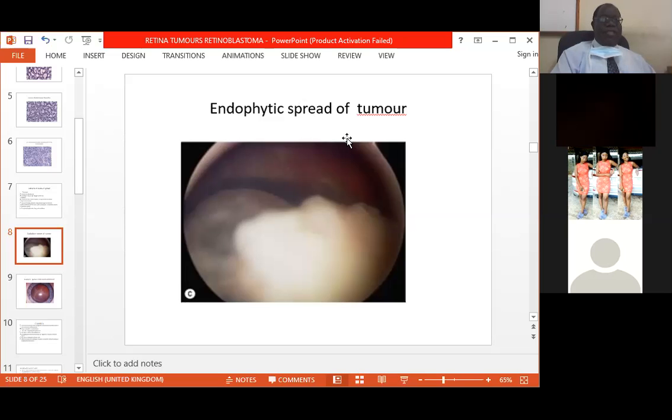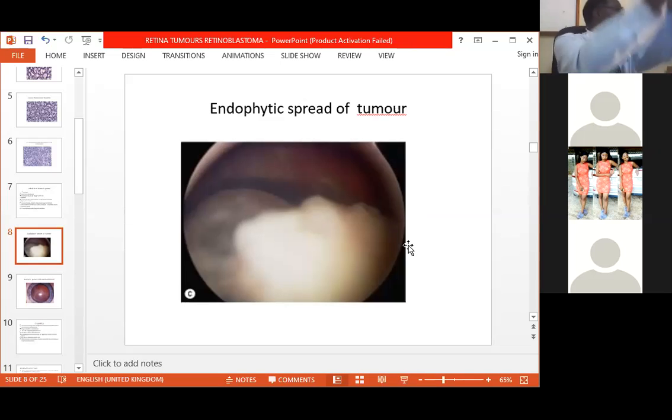This is the endophytic spread of the tumor from the retina. The tumor goes inside the cavity, the vitreous, and you can see it as a white ball. This is endophytic spread of the tumor.